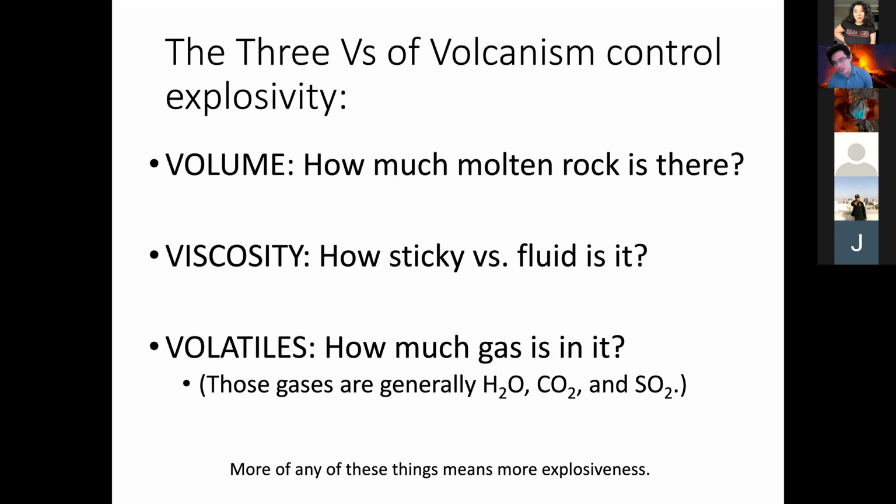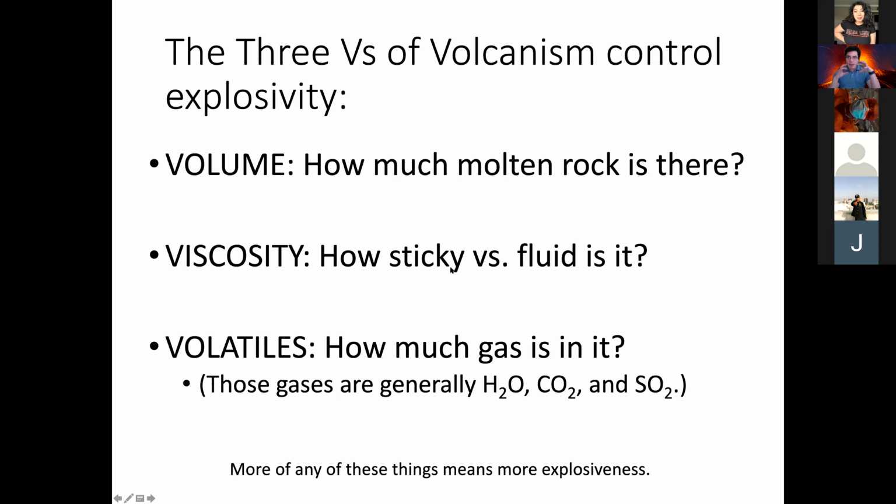So volume is just how much is it? If you have a big explosion, you will need a lot of stuff. If you only have a little bit of magma or lava in there, you can't have a very big explosion. It might go bang and then just be done. But if you have a whole lot of stuff in there, it's going to be a big explosion.